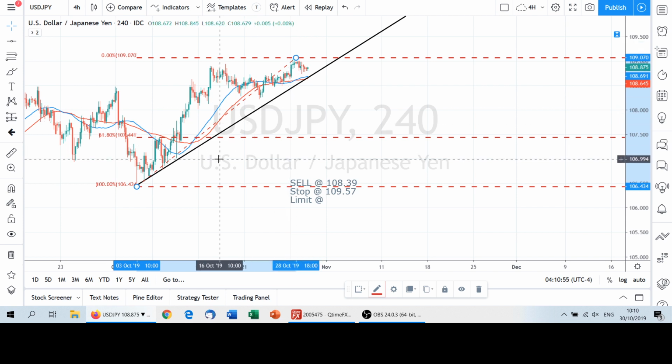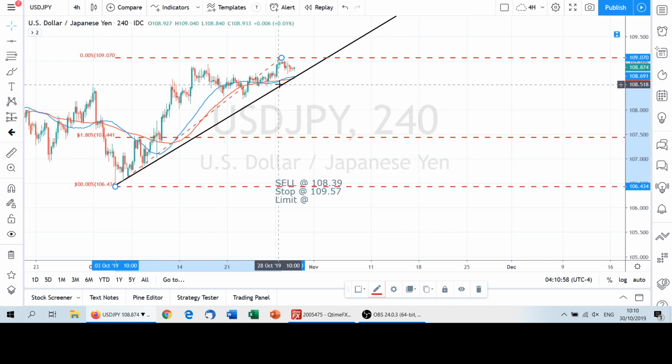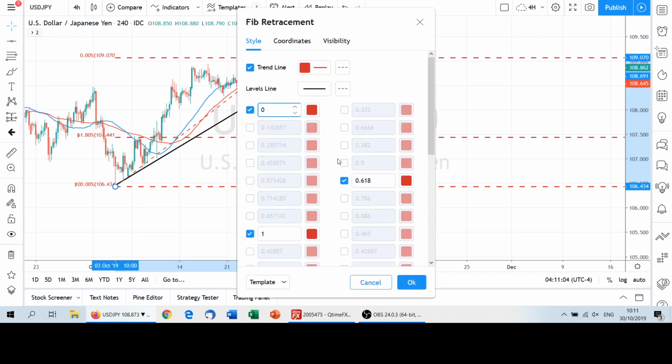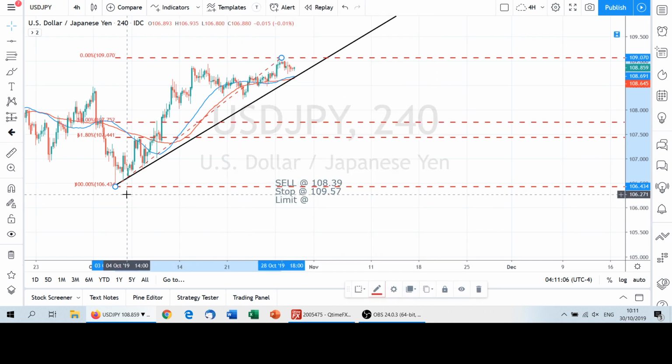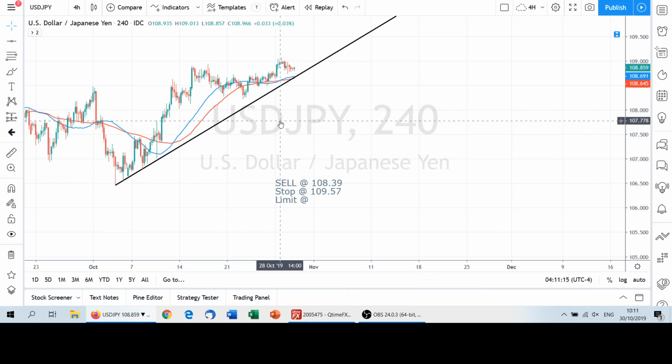Okay, so in my own opinion, a break below the area that we have just talked about should push the price lower towards one of the retracement levels for the most recent part of the recovery attempt. We got the 50% level at 107.75. Is that good enough, guys? 107.75. We sell at 108.39, 107.75. Nope, that's not good enough for me.